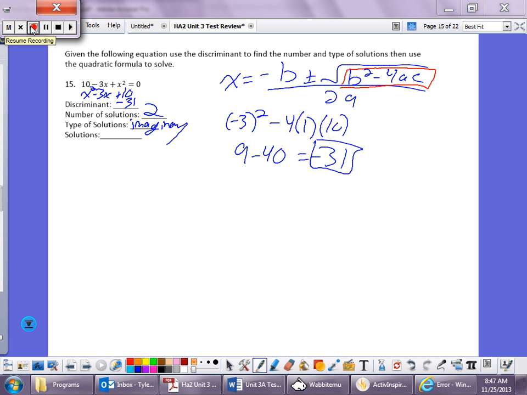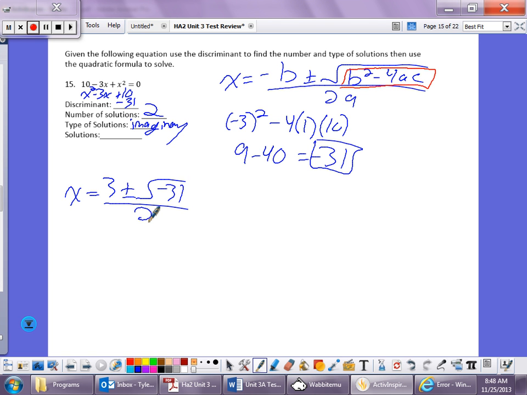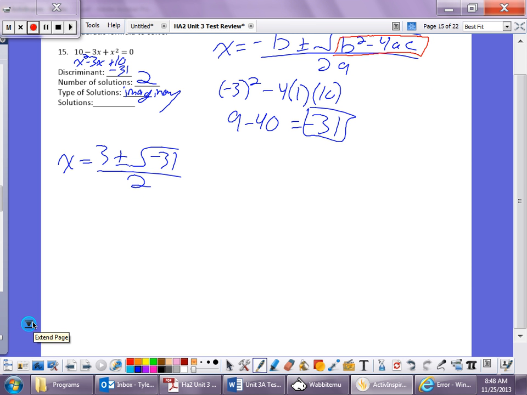And the last step to find the solutions, we just plug everything into the quadratic formula. So you get x equals 3 plus or minus the square root of negative 31, over 2 times 1, which is 2. So when you have a negative under a radical, remember you have to pull out an i, and that'll make it positive. So your final answer would be 3/2 plus or minus i root 31 over 2.